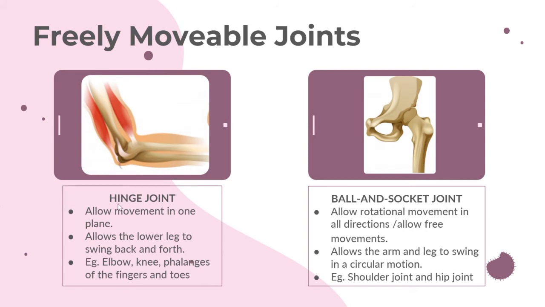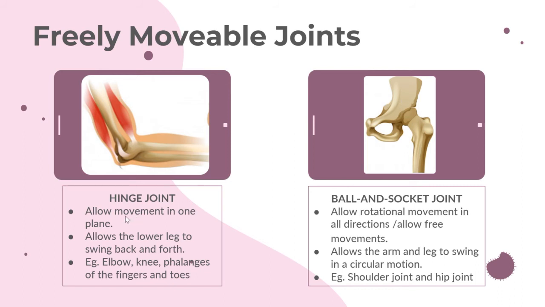Okay, the first is called the hinge joint, and the second one is the ball and socket joint. So this is an example of our elbow. The elbow refers to the hinge joint. And this is an example of the hip joint. The hip joint is an example of the ball and socket joint.